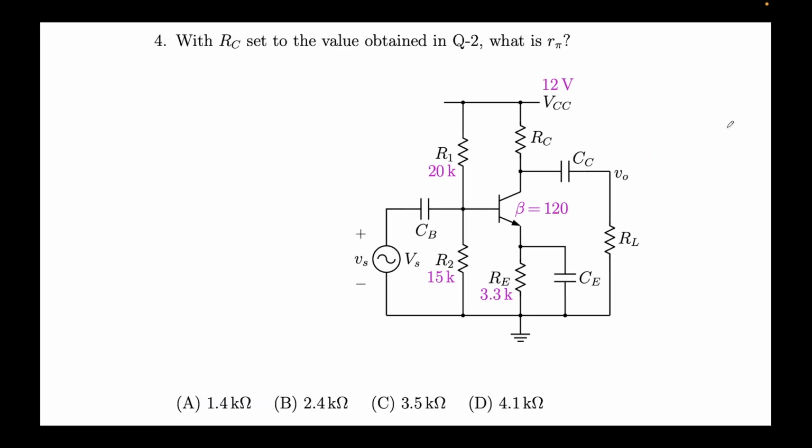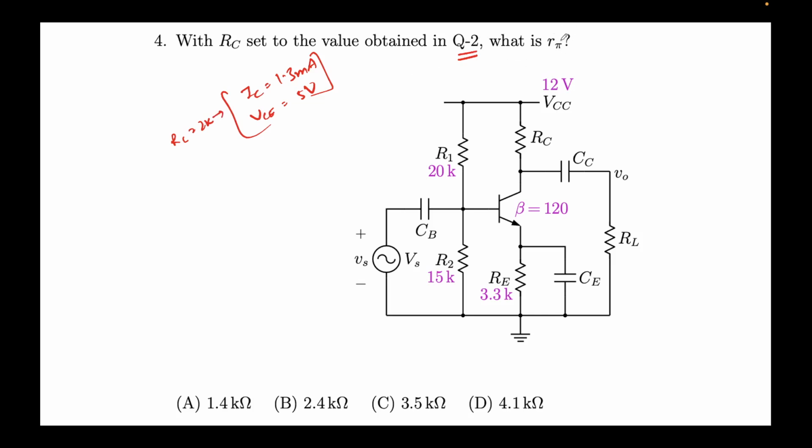Okay, so now let's jump to the fourth question. It talks about the value of RC set to that obtained in question 2. Again, it refers to question 2 over and over again, because we had fixed the bias point in question 2, which was IC equal to 1.3 milliamps and VCE equal to 5 volts, and this happened when RC was 2K. So that's why we keep on referring to Q2 always.